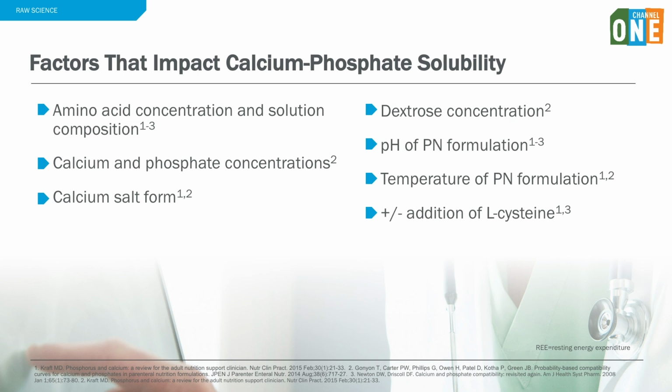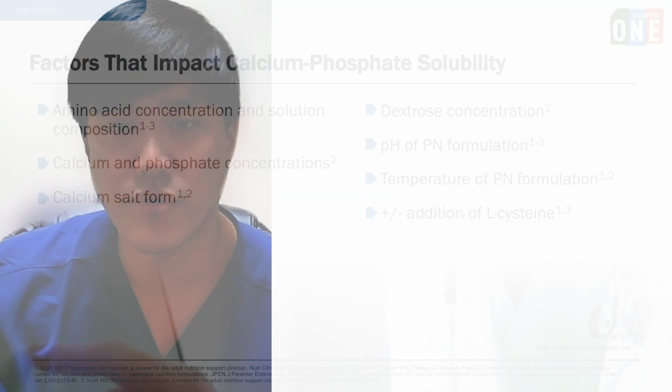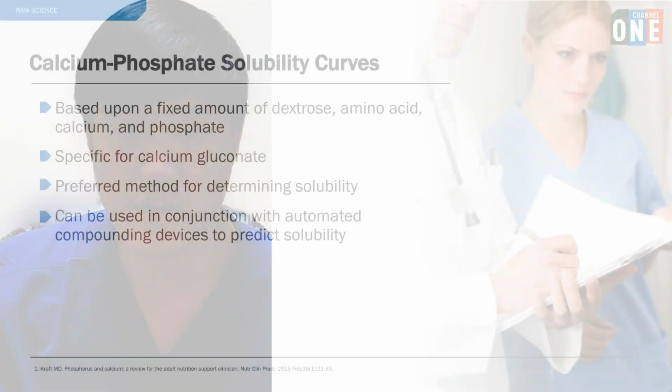As concentrations of calcium or phosphate in the PN solution increase, there's an increased risk of precipitation. There are product-specific calcium phosphate solubility curves available. These curves are based upon a fixed concentration of dextrose, amino acid, calcium, and phosphorus. Also, these curves do not take into consideration other components of the PN formula. Even when the limitations of the calcium phosphate solubility curves are present, they remain to be the best guidance in determining calcium phosphate solubility. So we'll talk a little bit about calcium phosphate solubility curves.